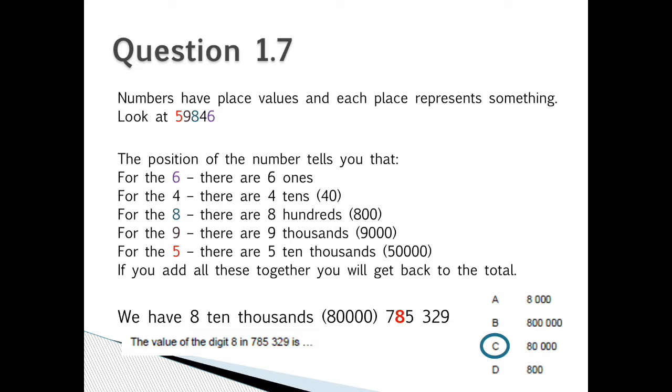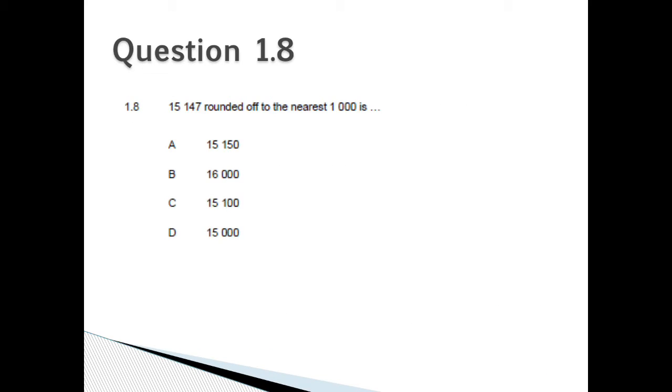We have 8 10,000s. So the value of the digit 8 in 785,329 is C, 80,000. 15,147 rounded off to the nearest 1,000 is A, 15,150, B, 16,000, C, 15,100, or D, 15,000.